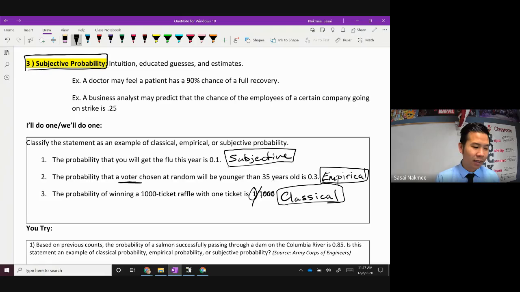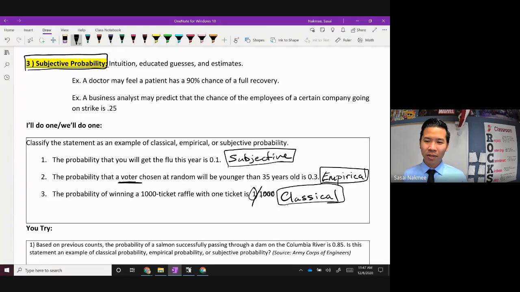Empirical, on the other hand, you actually have to kind of record to see what the results are, right? So the chance of me choosing a voter who's younger than 35, I don't actually have a paper value for people who are under 35. Instead, what I have to do is go and ask people how old they are and then record how many of them are under 35 and then also record how many people I ask. If I have to do that to get that statistic, that's what empirical is. Empirical is just based off of that.